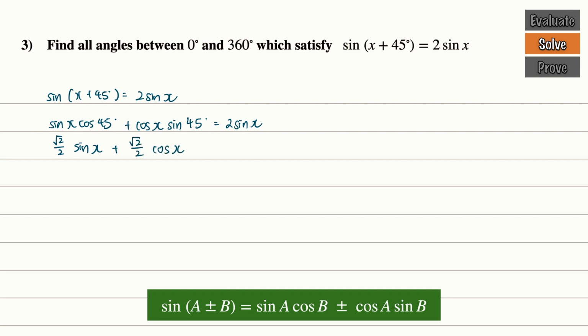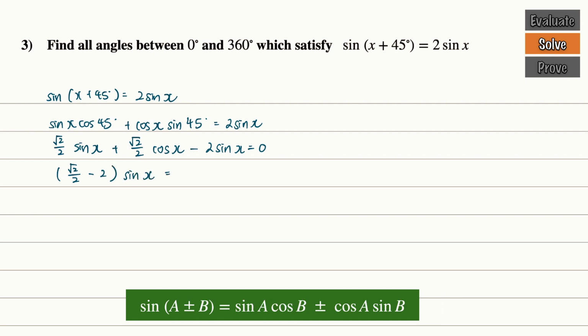At the same time, I'm going to bring over minus 2 sine x over here, and it is equals to 0. The reason is that I want to group similar trigo ratios together so that we can ensure that the equation has only one trigo ratio later on. And I'm going to bring over cosine x to the right hand side, minus square root 2 over 2 cosine x. Now, if we are solving a trigo equation, we must ensure that the trigo ratio is the same and the angles are the same.